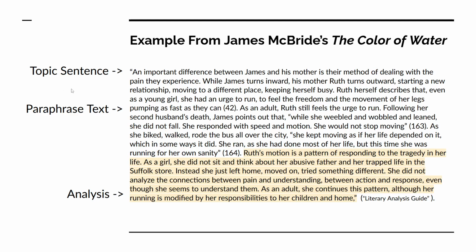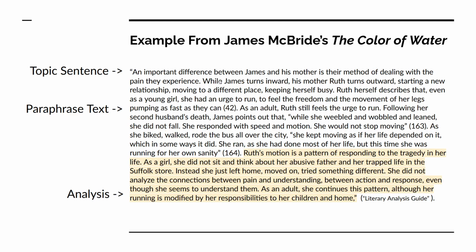They've got a topic sentence introducing the topic. An important difference between James and his mother is their method of dealing with the pain they experience. So this is what they're trying to argue in their paragraph. They're paraphrasing the text. You'll notice that we know this because of the in-text citations of page numbers. While James turns inward, his mother Ruth turns outward, starting a new relationship, moving to a different place, keeping herself busy. Ruth herself describes that even as a young girl, she had an urge to run, to feel the freedom and the movement of her legs pumping as fast as they can.